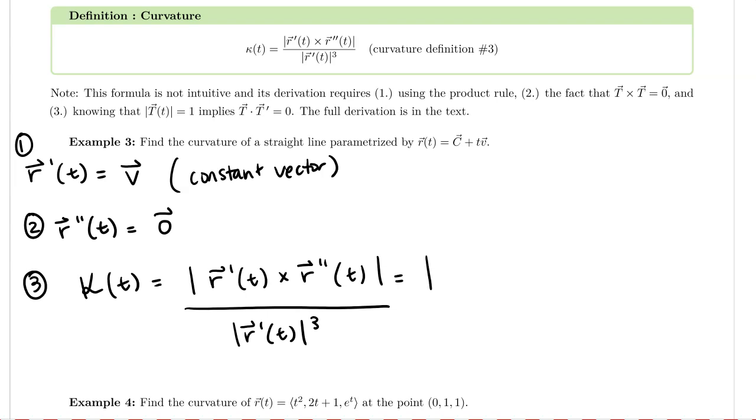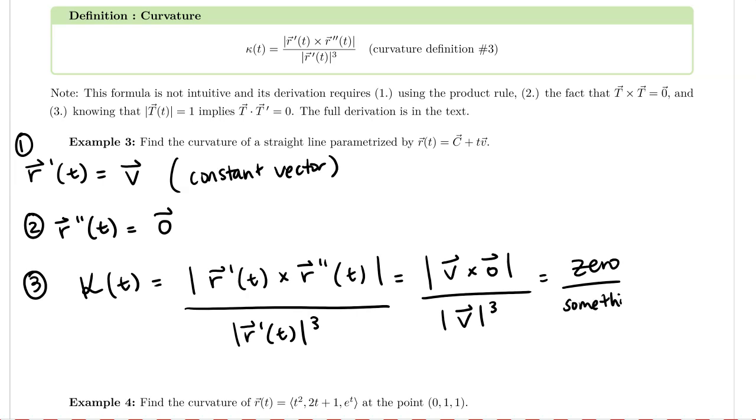And this is equal to the magnitude of v cross the 0 vector over the magnitude of vector v cubed. And then this is equal to 0 over something that's not 0. And so 0 over something that's not 0 is 0.